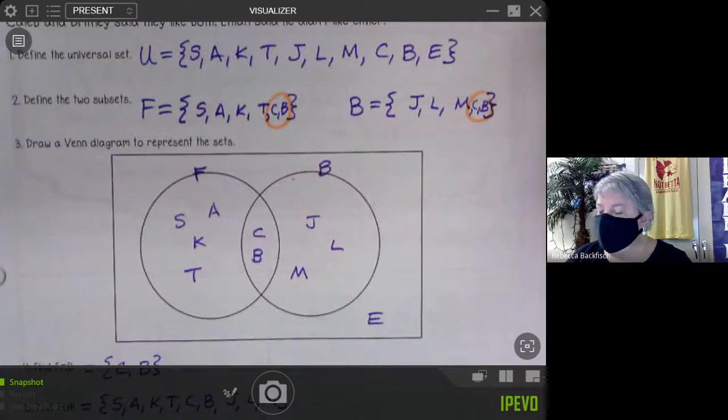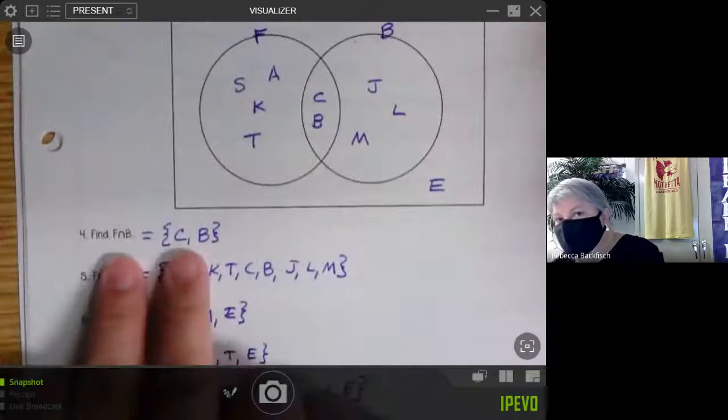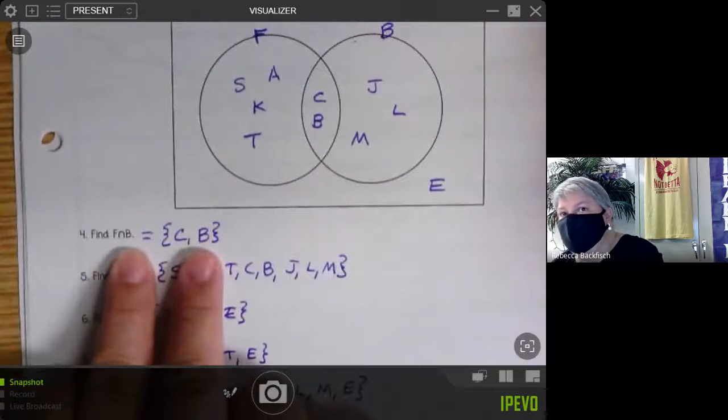Any questions about that one? About the Venn diagram? Okay, so then number 4 asks me for the intersection of F and B. That's what that symbol means. The intersection of F and B is Caleb and Brittany. They're in both groups.